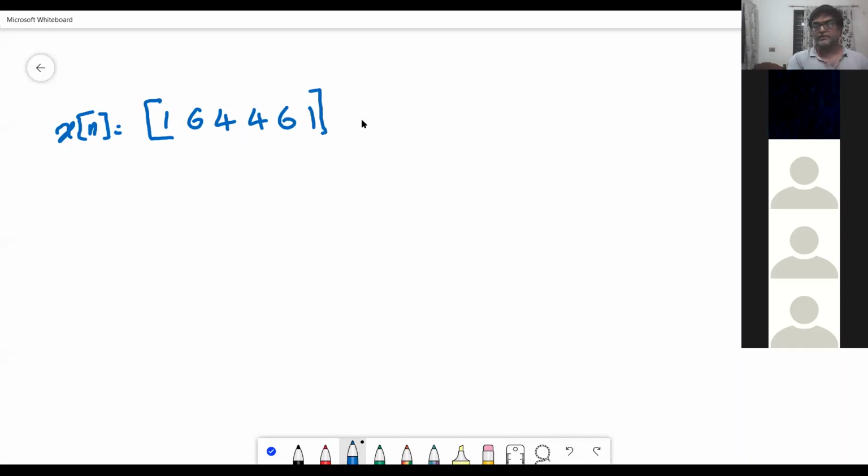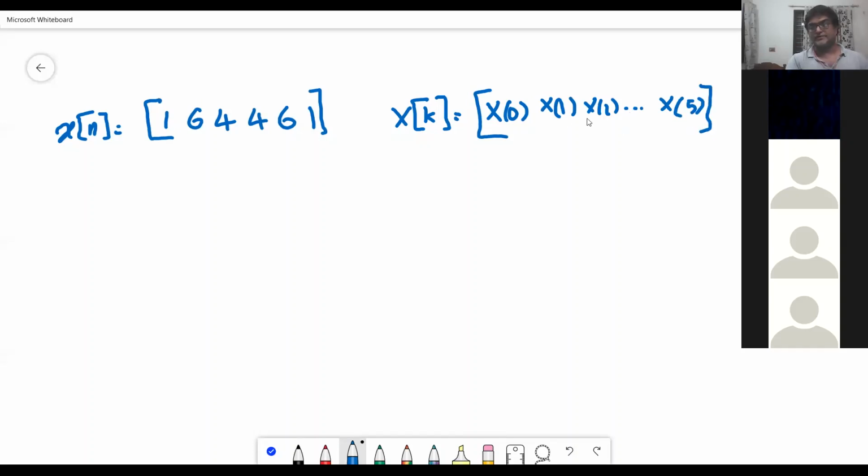So if you use the analysis equation, you might get some x of k, where x of k consists of, I'm not going to compute this, so I will just write this as x of 0, x of 1, x of 2, etc. up to x of 5. Is it understood? There are 6 samples. So this takes the angles from 0 to 2 pi radian.